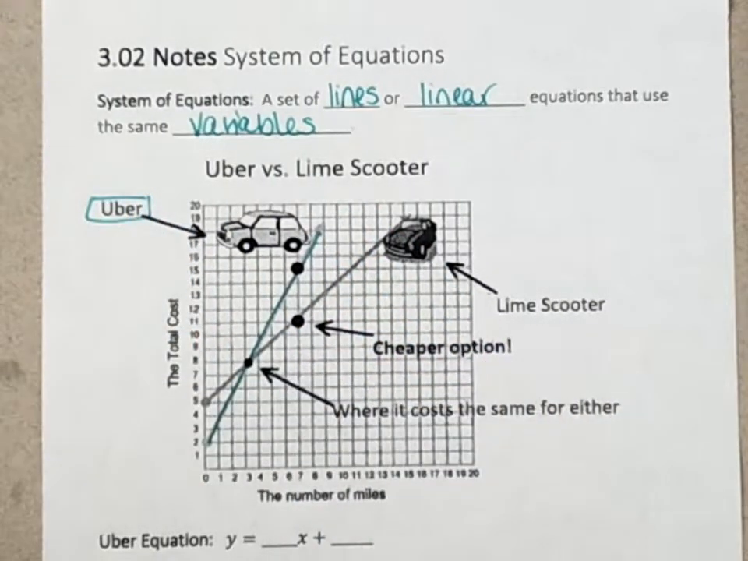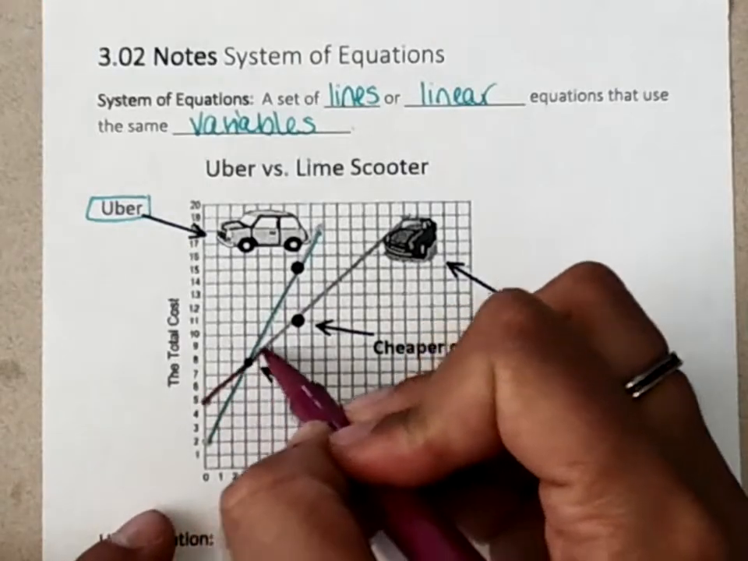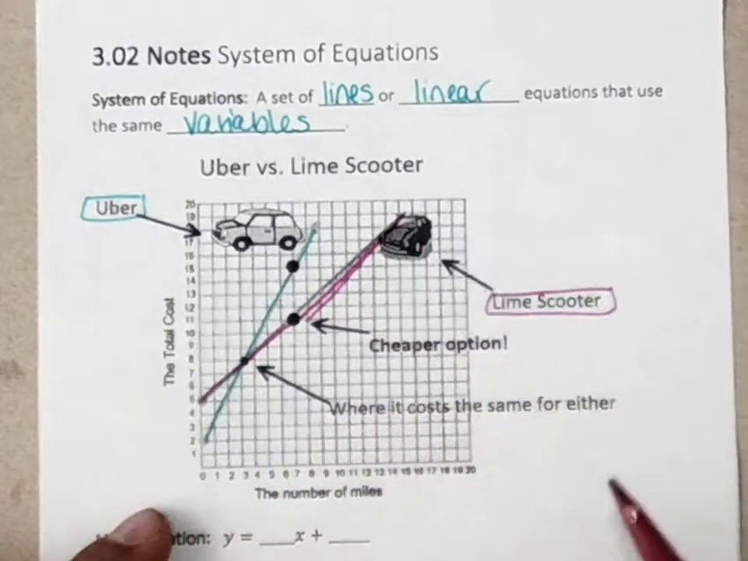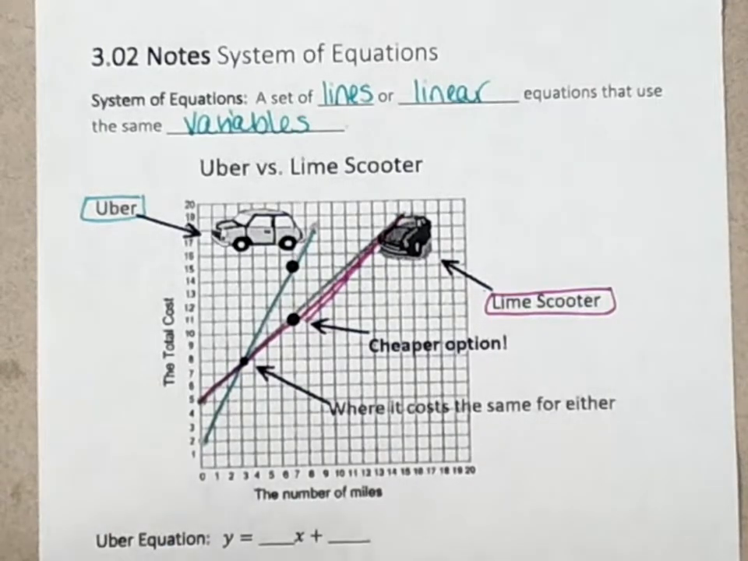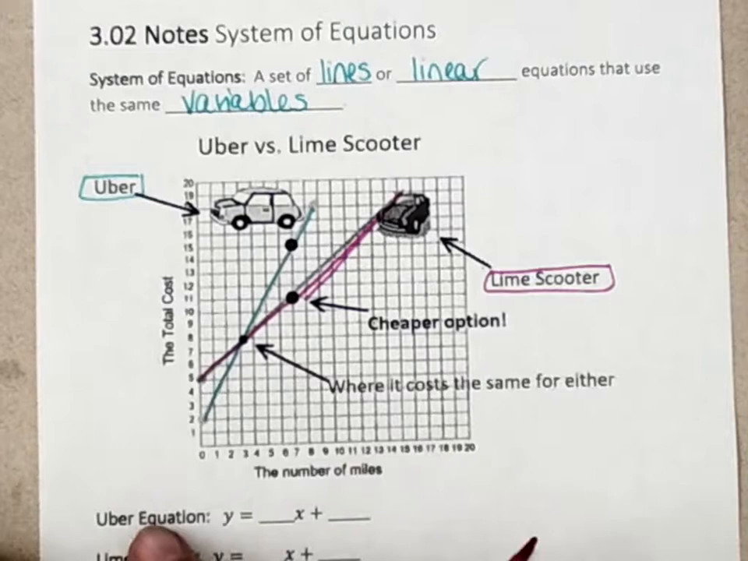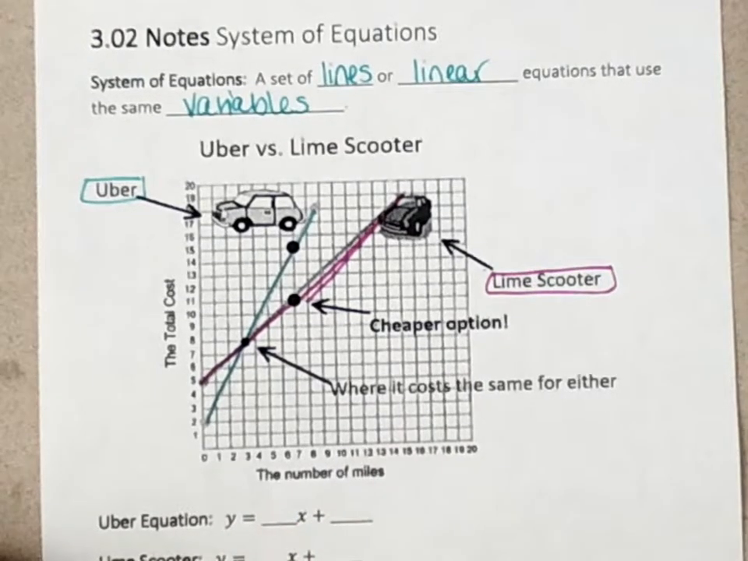And our Lime Scooter, which in fact looks like a car, is our red line. So we use systems of equations to compare things that have the same variables. So the first thing we're going to look at is creating an equation for each one.